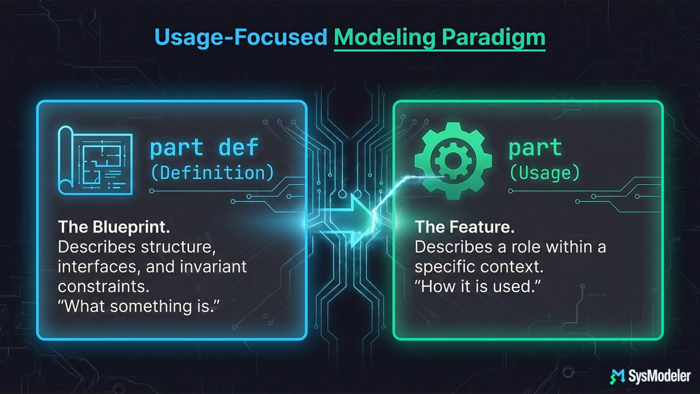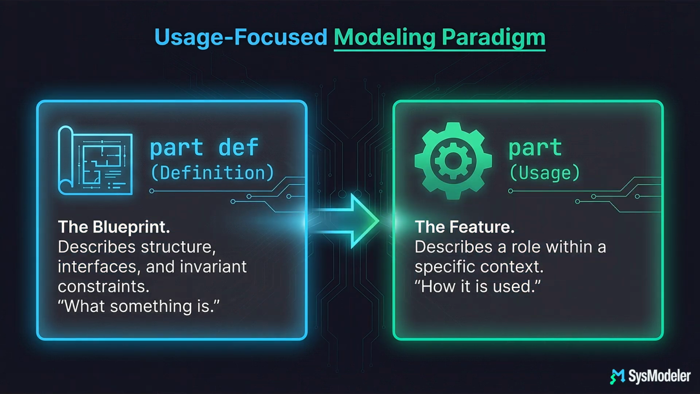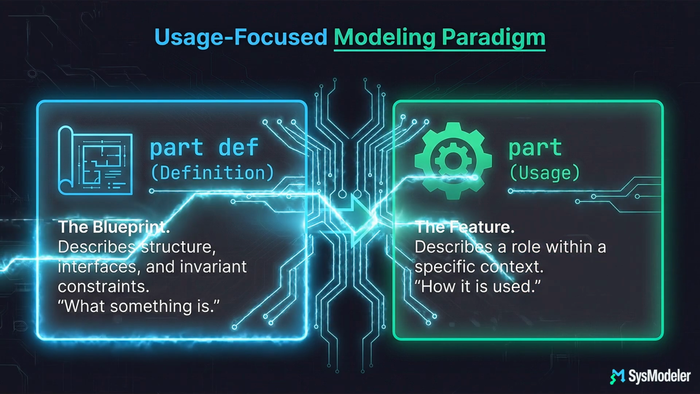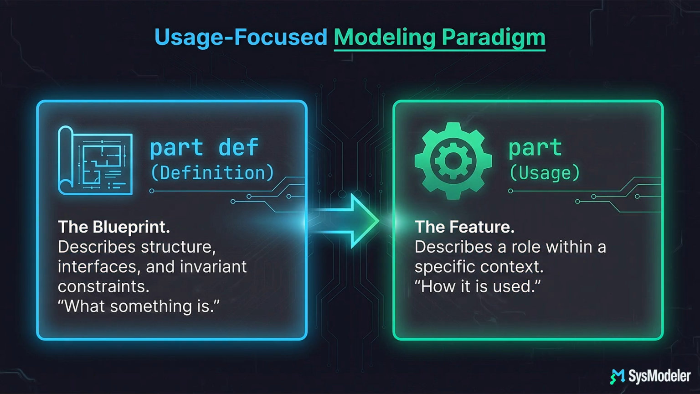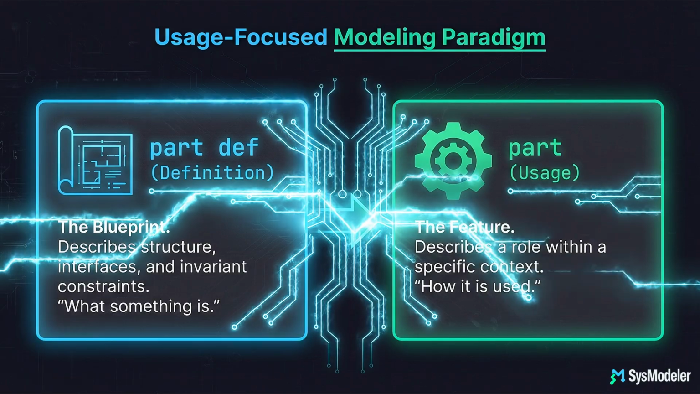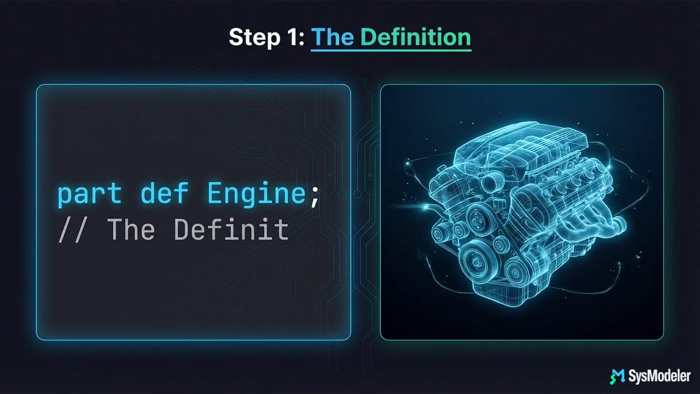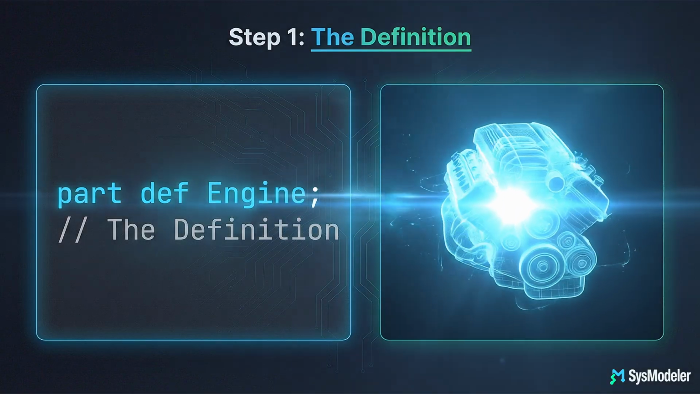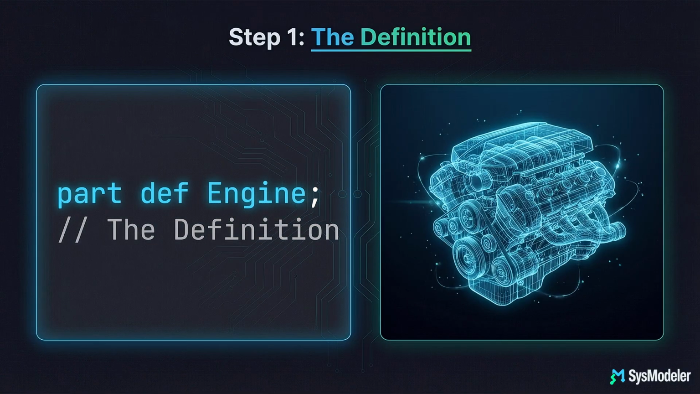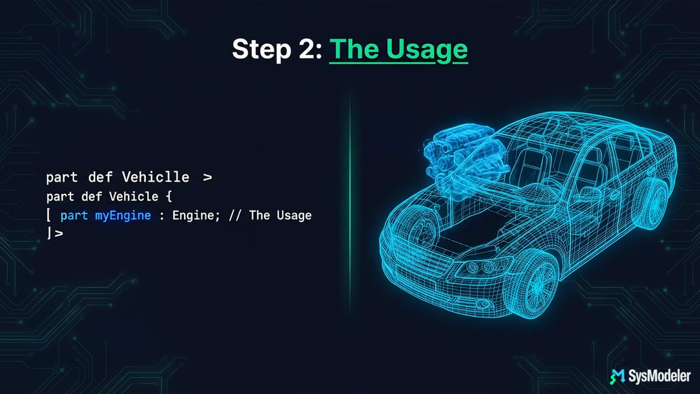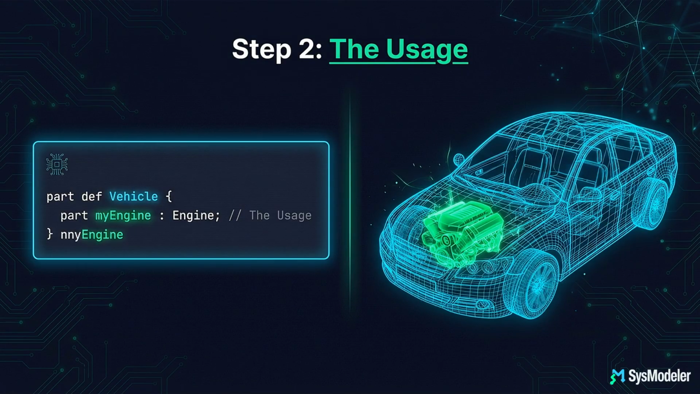To understand this, we first have to realize that in SysML v2, we explicitly distinguish between what something is and how it is used. Part def, or definition. This is the blueprint, or type. It describes structure, interfaces, and invariant constraints. Part, or usage. This represents a role or a feature. It describes how a definition is used within a specific containing context.